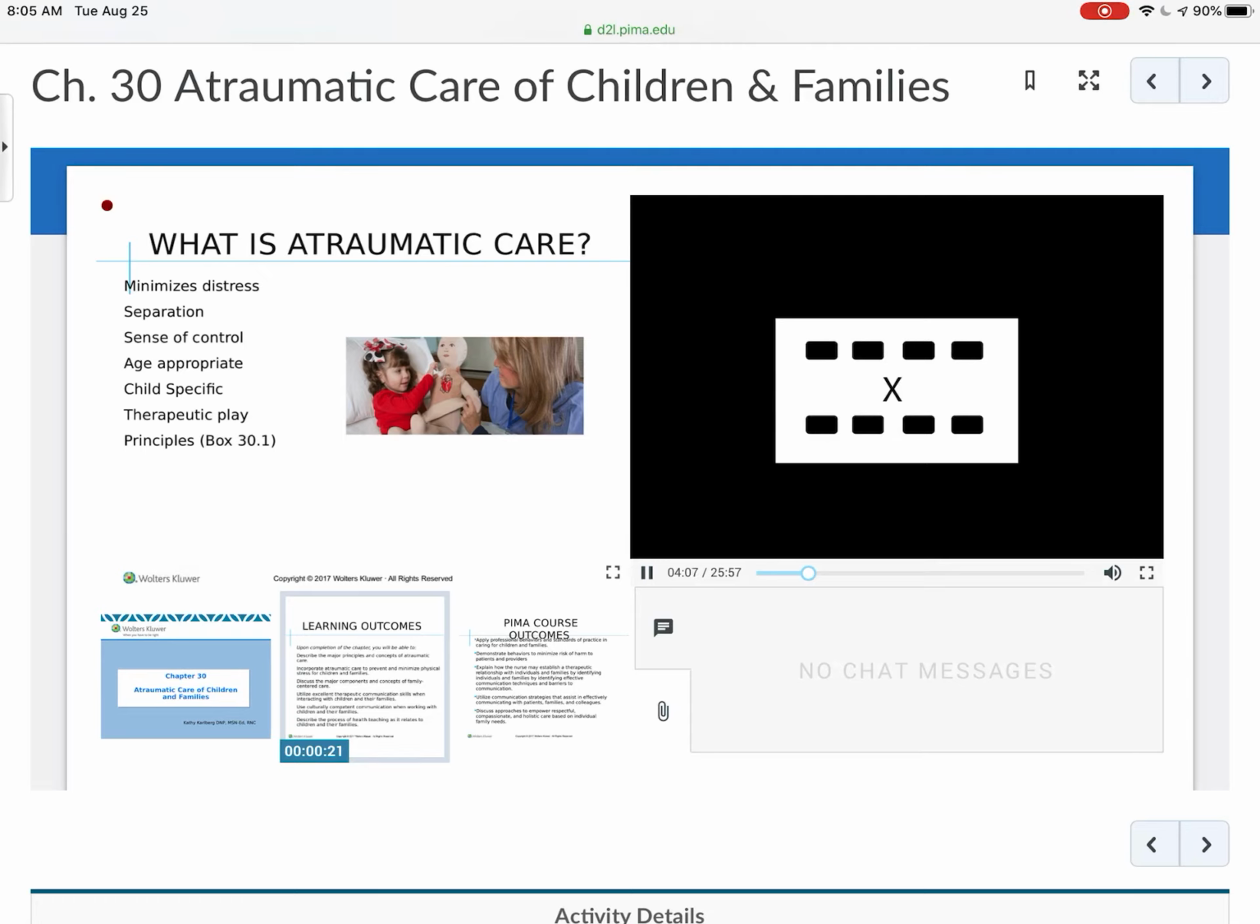And so we talk a little bit about age appropriate care. So using an iPad to distract, using stickers, cartoons, child specific. You want to talk in their language, and we'll talk a little bit about that. Therapeutic play: these are situations where it's goal directed, and they can act out situations or draw out situations. There are gauze dolls that they'll give kids to draw where they were hurt, things like that. Some principles in box 30.1 are basically what we're talking about.